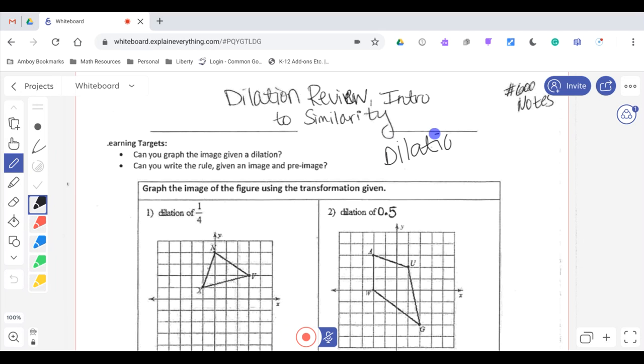And just like you think of your eyes dilating, and your pupils get bigger or smaller because they're adjusting to the light, our shapes are going to get bigger or smaller because we are going to multiply our coordinates by our dilation factor. Okay, it's often also called the scale factor.